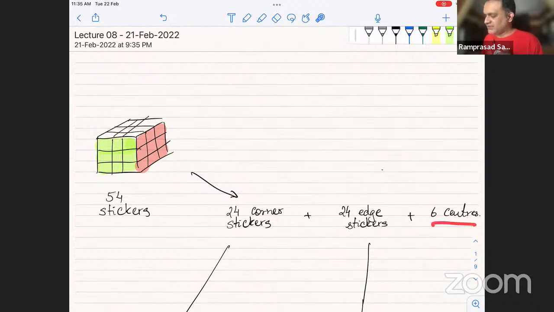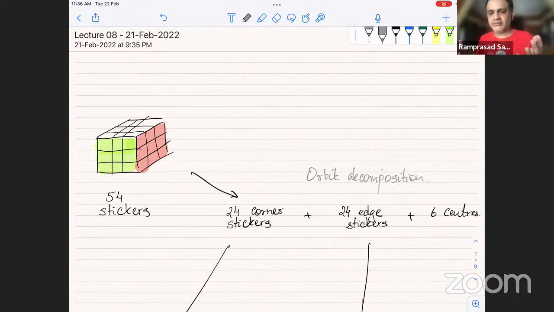And then there are 6 centers, which you often end up ignoring in the sense that you will put stickers using the centers as a guide, because the centers tell you which color goes where. So in other words, what I've written here is really, if you look at the Rubik's Cube group acting on these 54 stickers, these are the orbits that you end up getting. So this is the orbit decomposition. And what's the point? Why are we mentally doing this orbit decomposition?